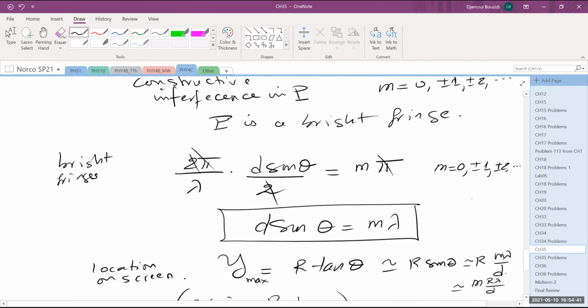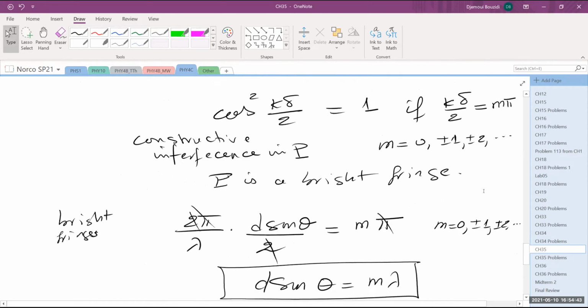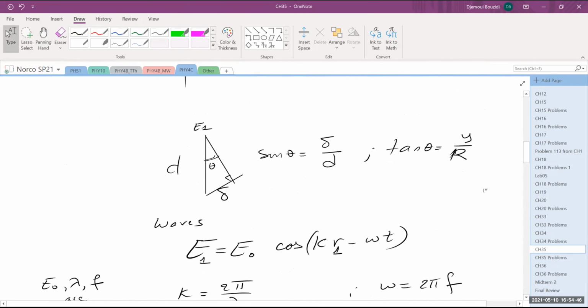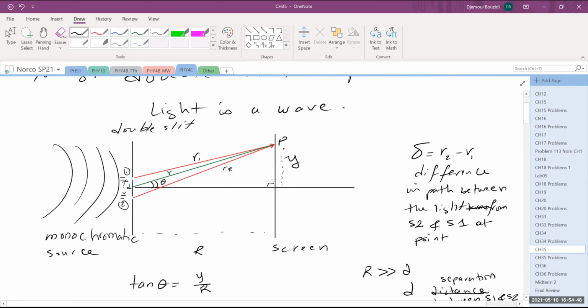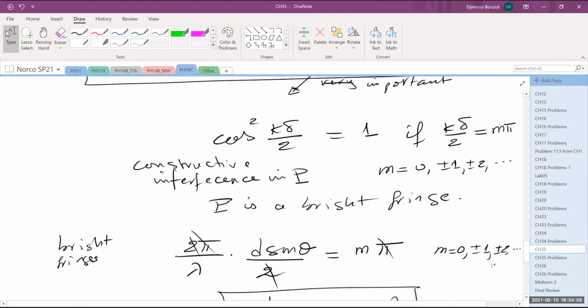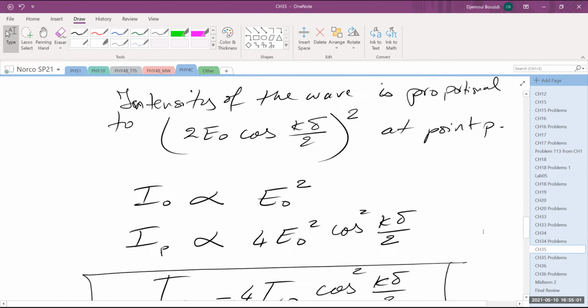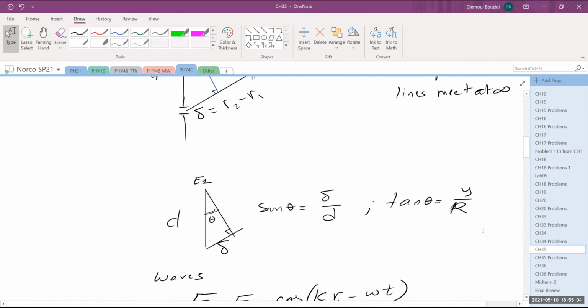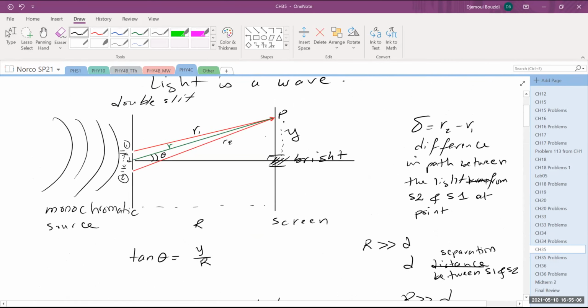Meaning, if m is positive, first of all, for m equals 0, that's a bright fringe. This point is bright. If I move away from this, take a positive 1 or negative 1, I'm going to find the next bright fringe somewhere on the screen. So for positive, it's going to be bright. For negative, it's going to be bright in here, and so on and so forth. And then there is another one in here, bright, and so on.